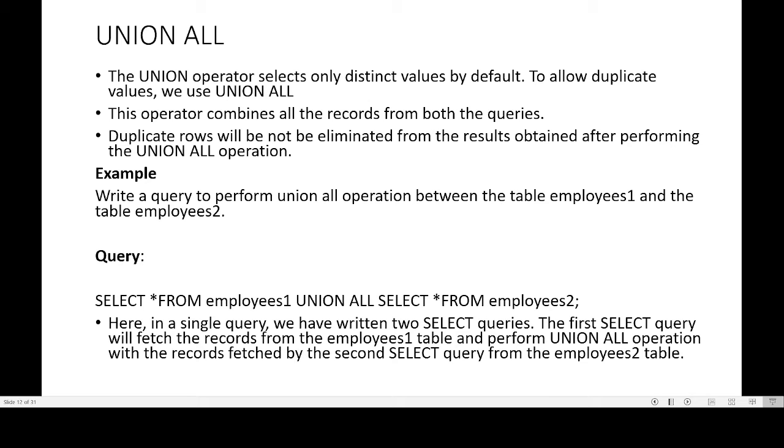The syntax is like this: select star from employees 1, this is table name 1, union all is the command which we are using here, then select star from employee 2. So we are again using two select statements, one for getting the records from employee 1, and the second select statement fetches the records from the second table, and we are taking union all of these two results. Then we'll get all the records from both the tables, including the duplicate rows.